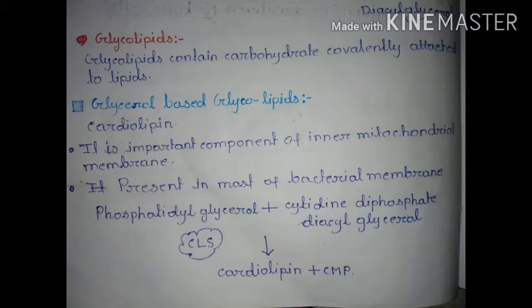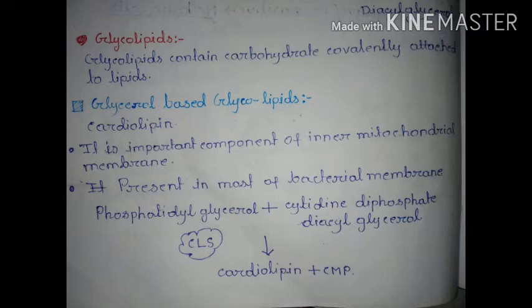So how is cardiolipin formed? Phosphatidylglycerol and cytidine diphosphate diacylglycerol, with the help of the enzyme cardiolipin synthase, form cardiolipin and CMP. These are the substrates. One is phosphatidylglycerol, a glycerol-based phospholipid, which binds with cytidine diphosphate diacylglycerol with the help of the enzyme CLS, cardiolipin synthase. It forms cardiolipin and CMP.